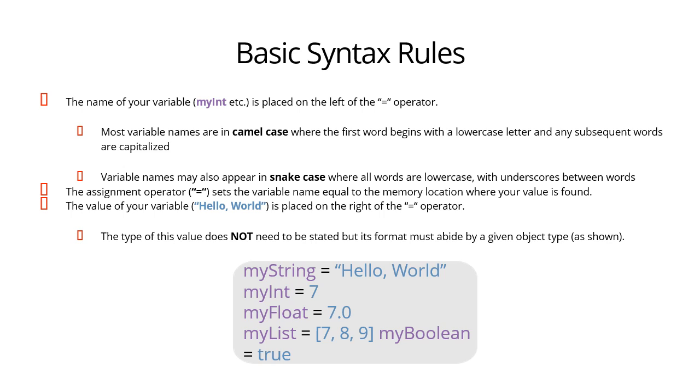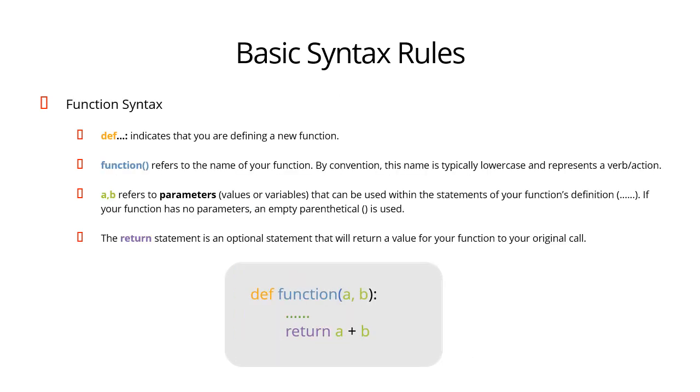My list equals open bracket 7, 8, 9 is a list, because the values on the right hand side are a list of items. So we use the square brackets to represent a list of items in Python. My boolean equals true is a boolean statement because it is equal to only one type, and that type is true. And we know that a boolean type is either true or false.